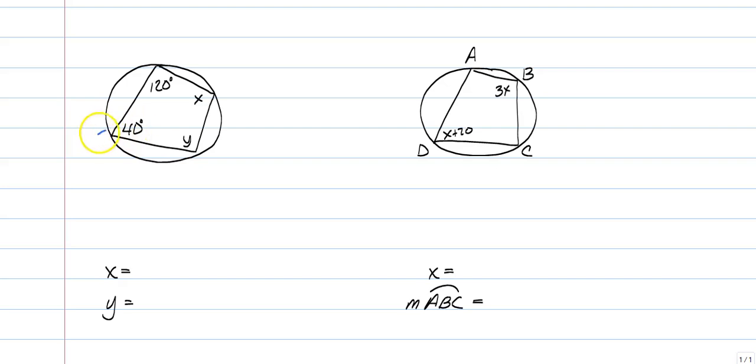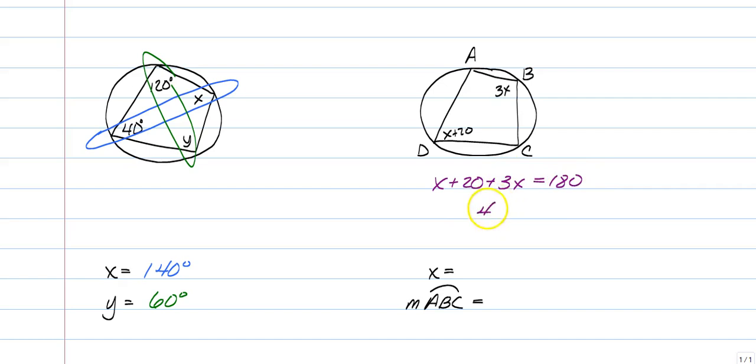So for the first one, opposite angles are supplementary, so x should equal 140 degrees. And for y, you should have 60 degrees because, again, opposite angles will add up to 180 degrees. So when you're working with equations or expressions, to set up an equation here, you would not set those equal, you would add them up to 180 degrees.